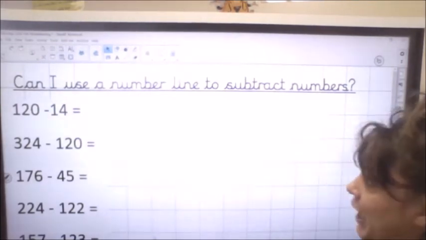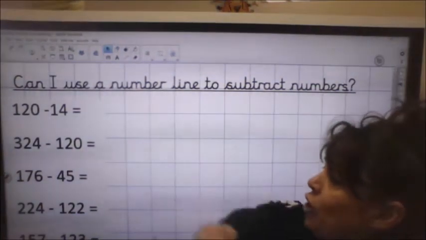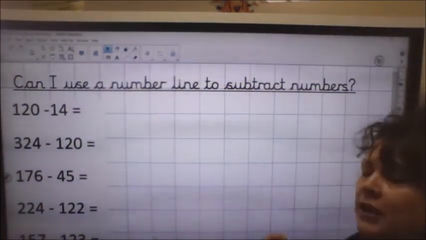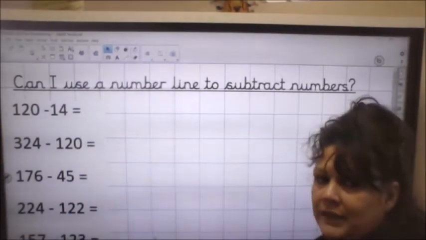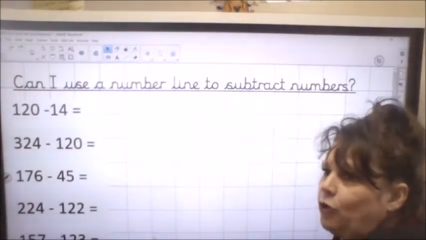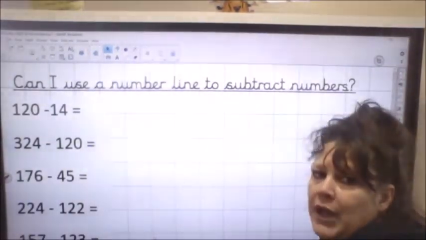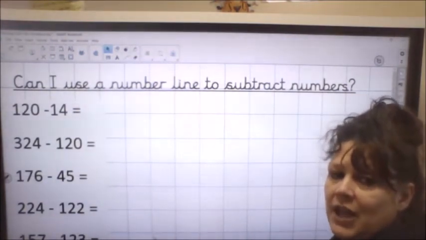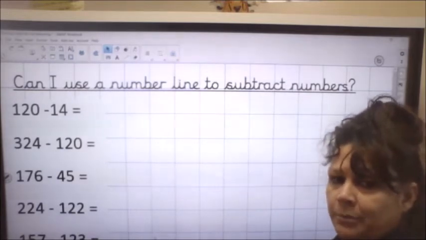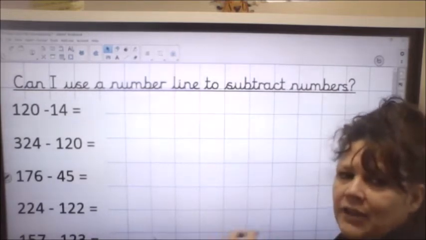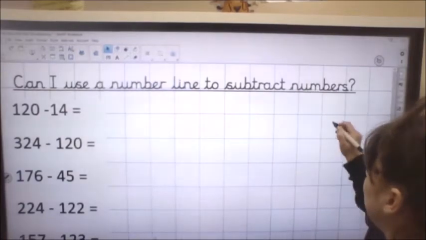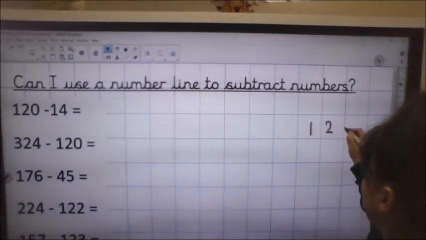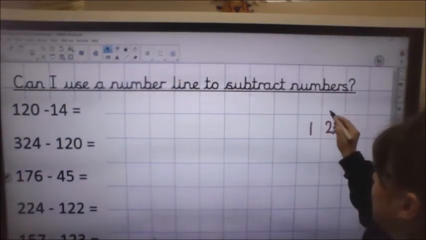So here we go. So we've got 120 take away 14. Now remember, the trick of the trade is trying to get to 5 or 10 or 100 or 1,000 so that you can do your steps nice and quickly and easily, and you're less likely to go wrong. The numbers that you can deal with in your head really quite well. So let's start here. We've got 120 and I want to take away 14.